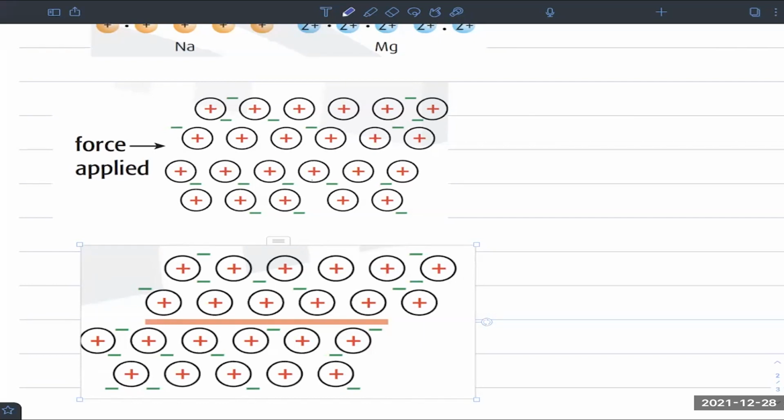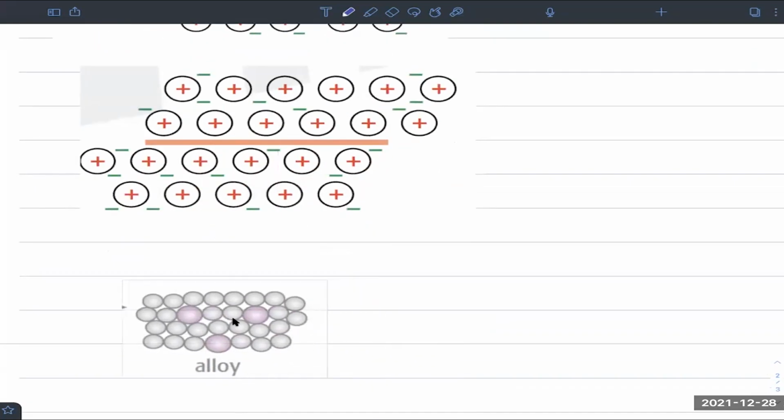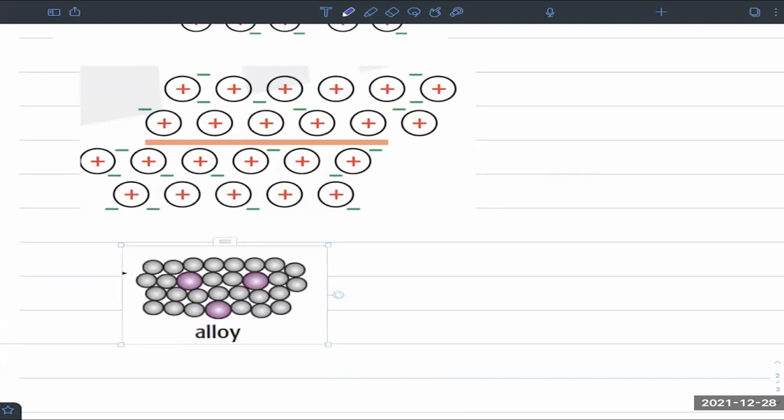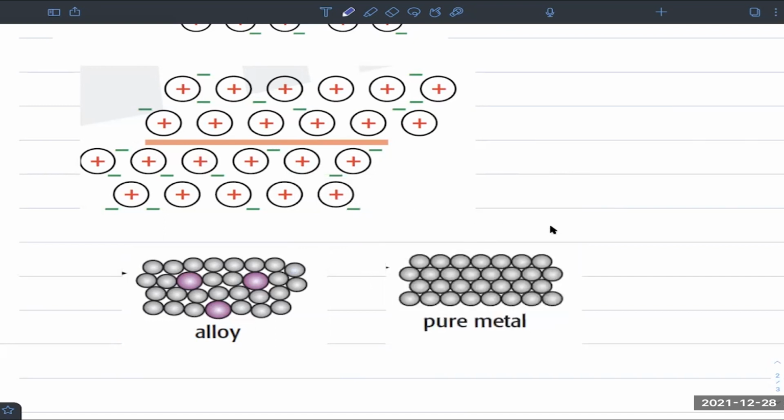So that's what happens. But you can change this a little bit. You can do it because if you have an alloy, that alloy will override this property of metals because in alloys, so this is supposed to be an alloy. And let me compare it with the pure metal. So this is a pure metal. So if you take this one, the pure metal, and you take that alloy, you will notice that alloys have differently sized particles in there, which means that now the layers don't slide that easily. You apply a force and it wouldn't slide that easily. And that is why alloys are rigid, more rigid than pure metal.